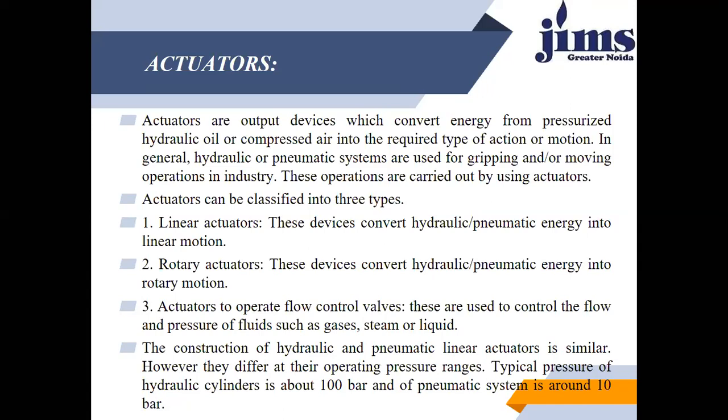I already told you in the previous class that the construction of hydraulic and pneumatic linear actuators is very similar. Both are similar in construction, but what is the difference between them? The difference is the pressure. The pressure of a hydraulic cylinder is about 100 bar, and in pneumatic actuators it is near about 10 bar. Are you getting what I'm telling? So this is all about the pressure.